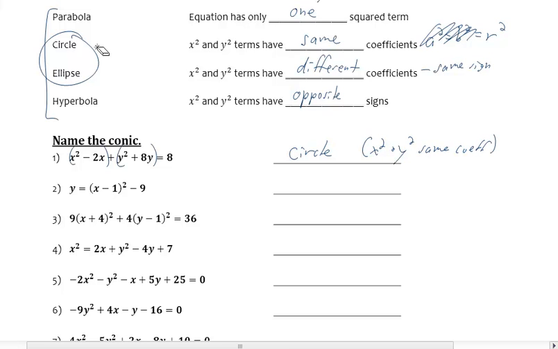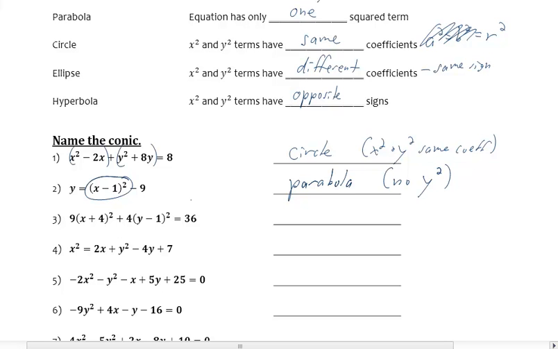which means that when you complete the square, you're not going to be factoring something out and having a different coefficient in front. Okay. Number two looks pretty much like the second form for a parabola. You have an x squared, but you do not have a y squared. There is no y squared.